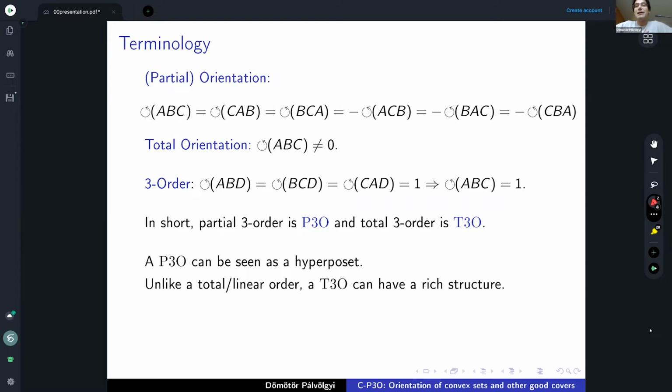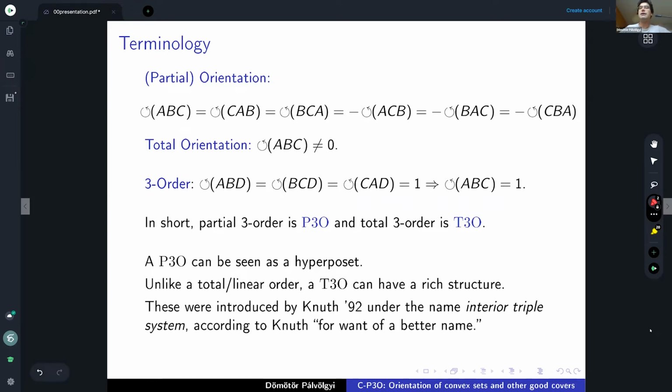Okay, but unlike for posets, these T3Os can have a very rich structure. So if I tell you that I have a total order on n elements, then that's unique up to a relabeling of the elements. A T3O, on the other hand, can be a lot more complicated. We have seen that all the order types, the strict order types, belong to the T3Os.